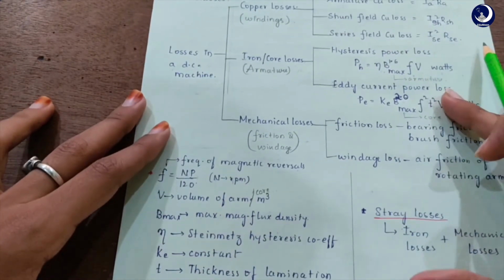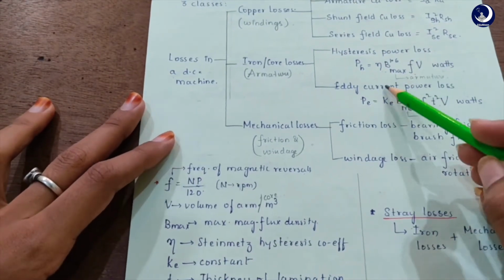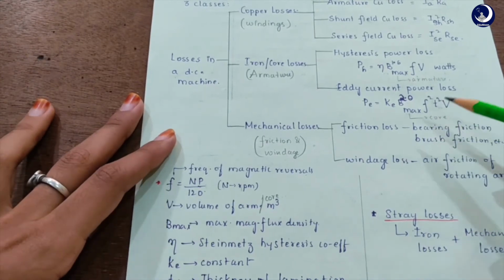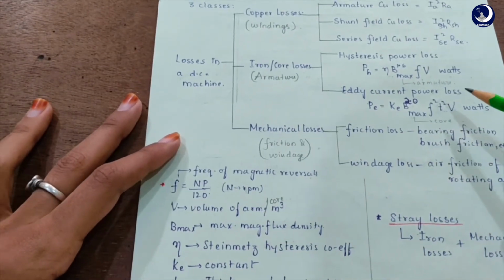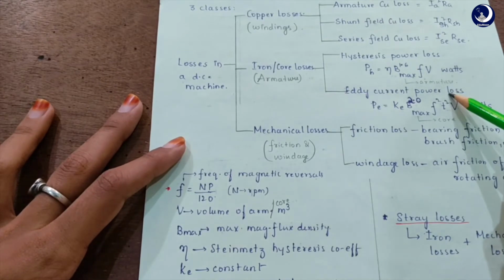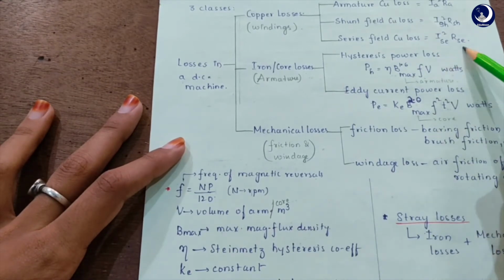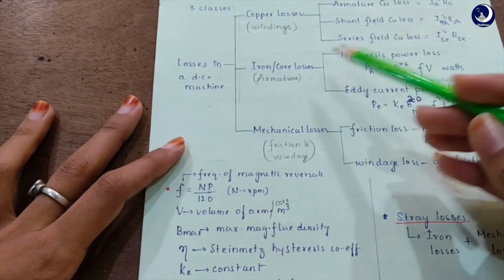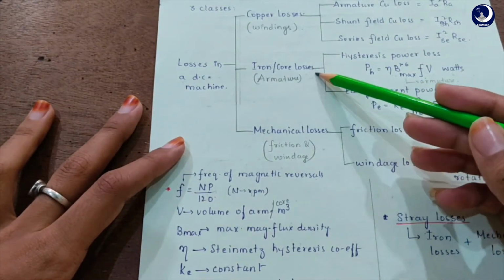The eddy current loss depends upon the lamination thickness t. So the thickness should be small in order to reduce the eddy current power loss. So this is about hysteresis power loss and this is about the eddy current power loss. And these two combined give the iron or core losses.